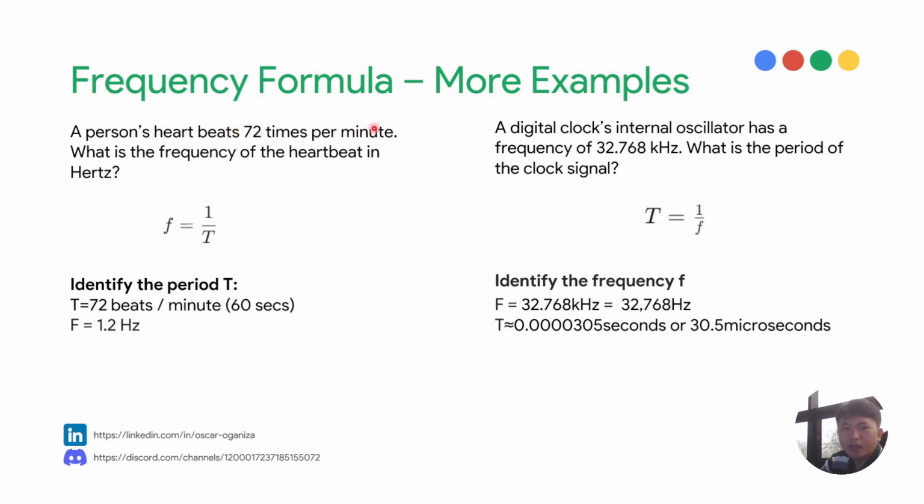Okay. So next, a person's heart beats 72 times per minute. Okay, we are given a minute here, so you have to convert this minute into seconds. What is the frequency of the heartbeat in hertz? So a minute is 60 seconds. 72 beats divided by 60 is 1.2 hertz. Okay.